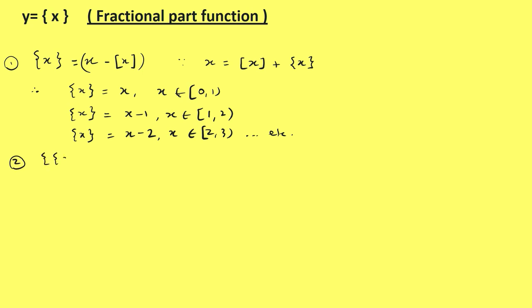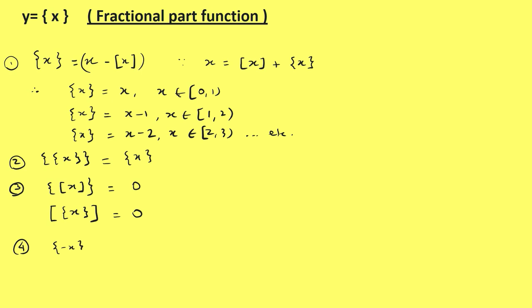Next, we can have fractional part of fractional part x will be nothing but fractional part of x, since fractional part of x we know is a fraction between 0 and 1, so that's why. But if we have fractional part of greatest integer, it will be 0, and if we have greatest integer of fractional part, even that will be also 0. These are important results which simplify our questions in so many cases.